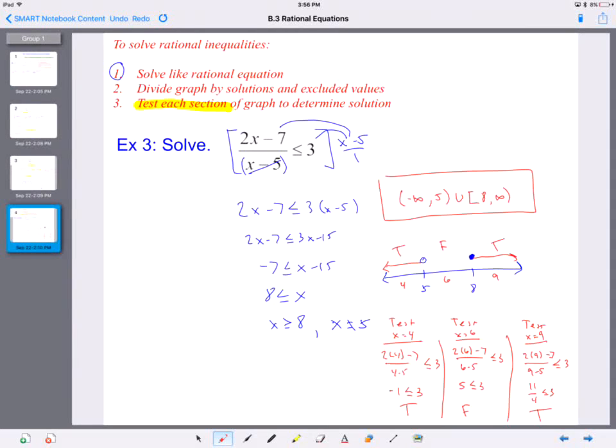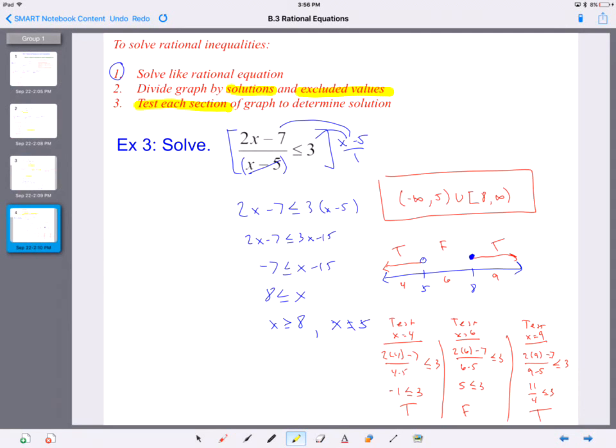So with rational inequalities, you have to be very careful. You're not just doing the part where you're solving. That's part of it, but the majority of it is actually dividing your graph up by not only the solutions, and be careful here, because it's not just the solutions. It's the solutions and the excluded values. That's what breaks the graph up on the x-axis.